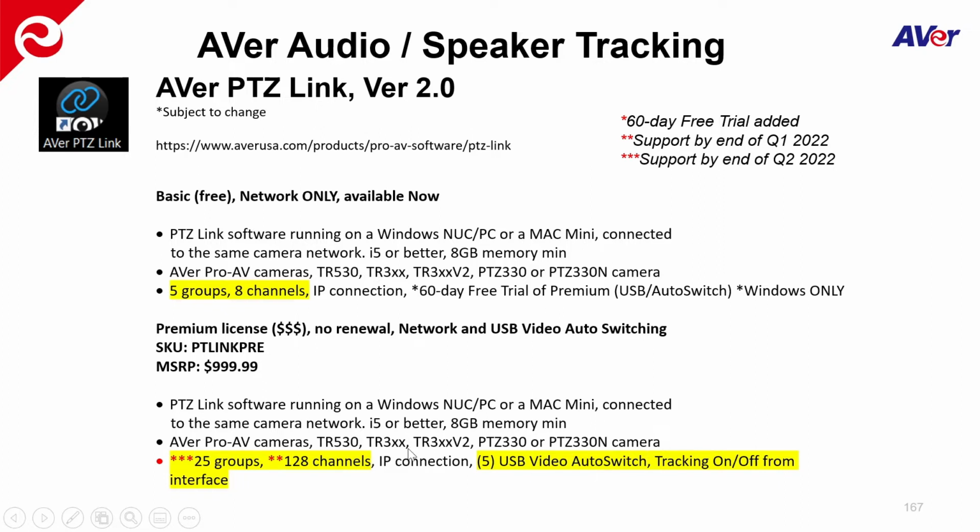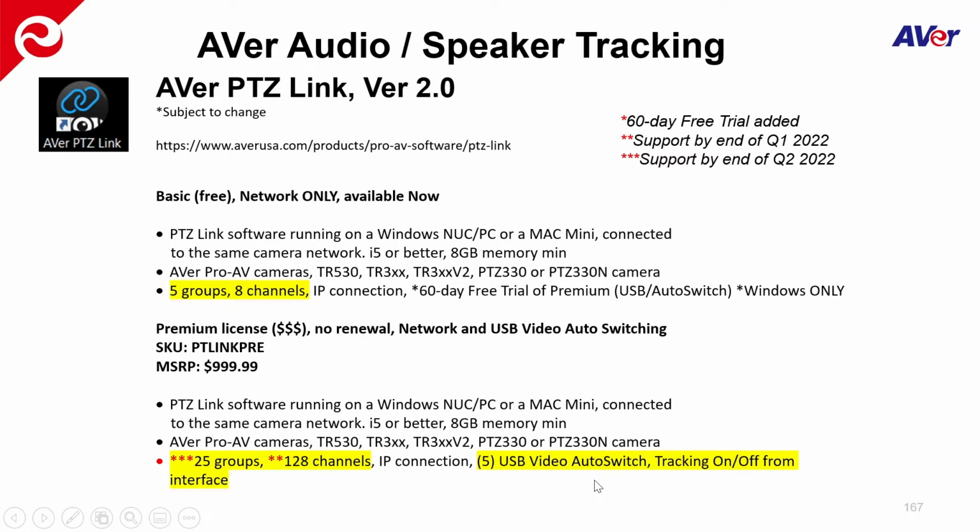And if you do sign up and purchase the premium license, it's $999.99. So not only do you still get the ability to control the cameras, depending on which microphone is active, you can have that camera snap to a preset. You also have the ability to connect the cameras via USB, so up to 5 USB video streams are supported. You also get an additional 20 groups or 20 camera pairings and up to 128 channels of audio.